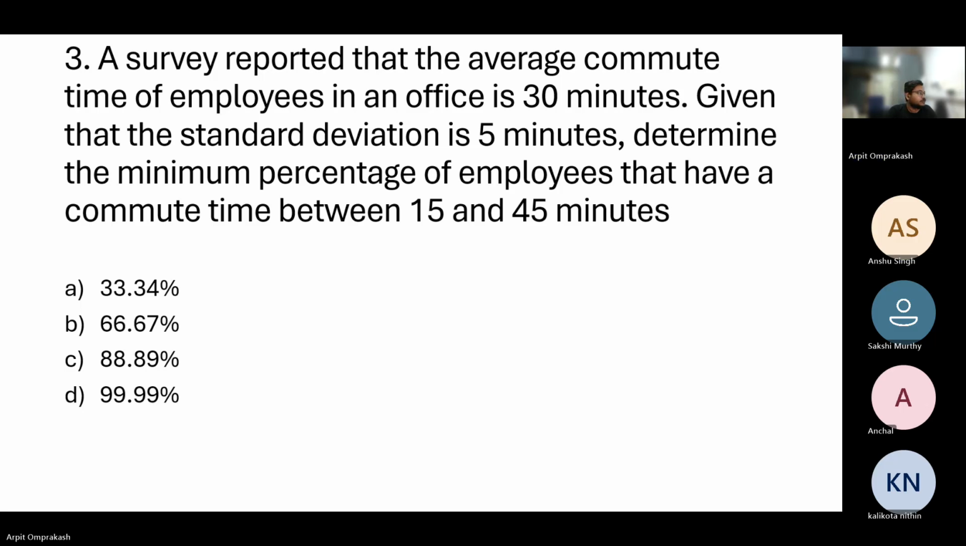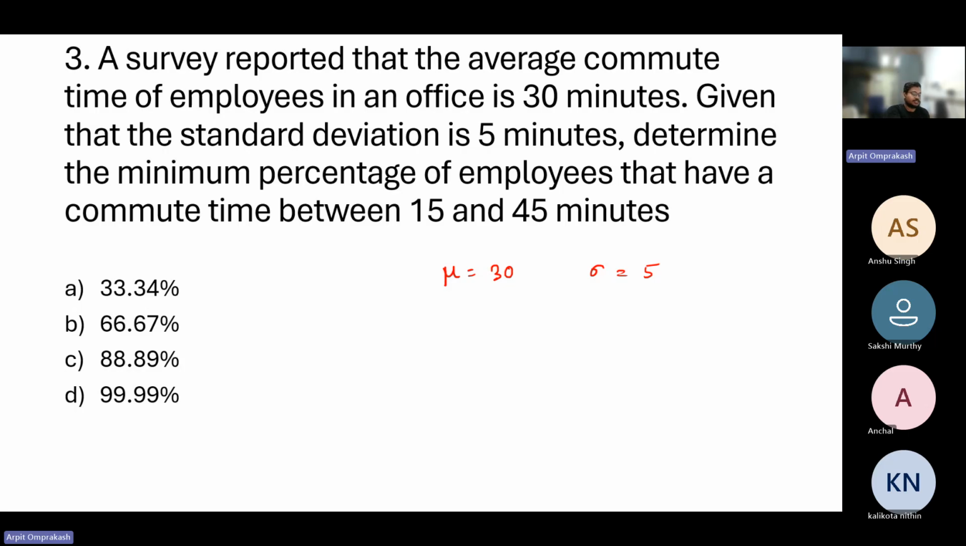Right. So in this question, what do we know? We know that the average commute time of the employee, which is the mean, is around 30 minutes. We know that the standard deviation sigma is around 5 minutes. Then we are asked to determine the minimum percentage of employees that have a commute time between 15 and 45 minutes.